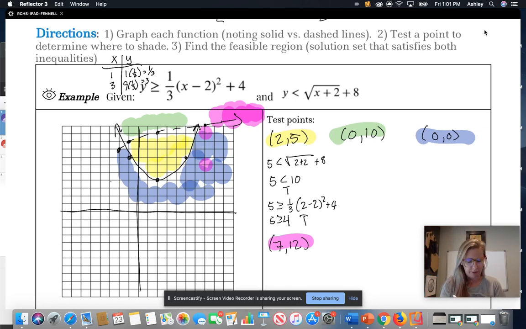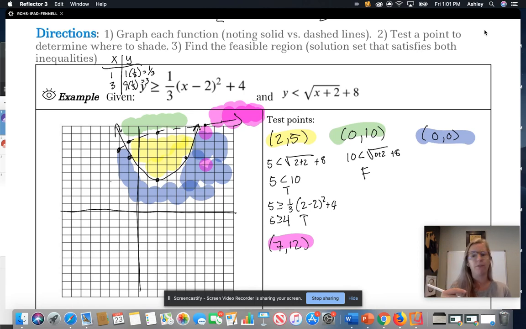So I expect to get a false out of this. So when I do 10 is less than the square root of 0 plus 2 plus 8. Well, the square root of 2 is definitely less than 2, and 2 plus 8 is 10. So this value is definitely less than 10, not greater than 10. So this is false, exactly what I expected.